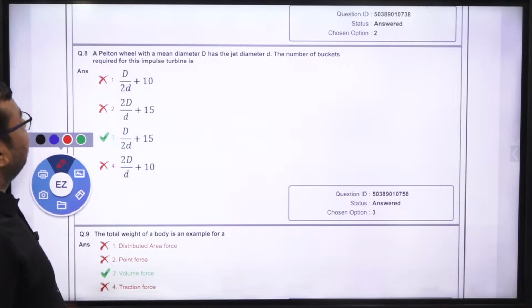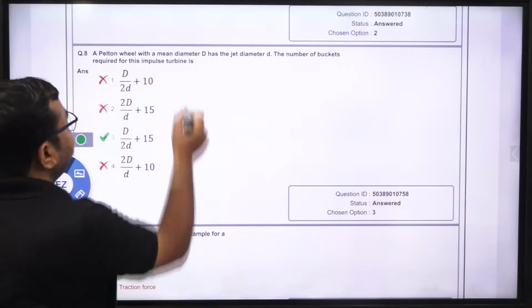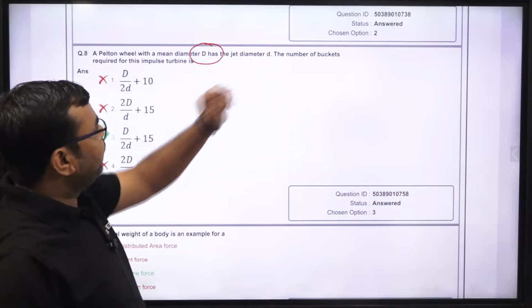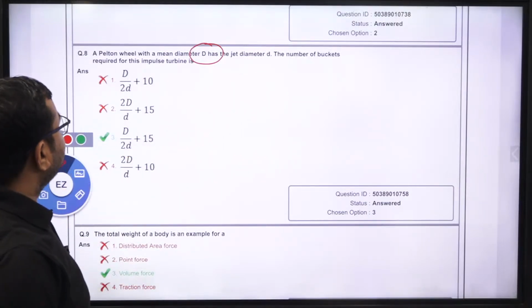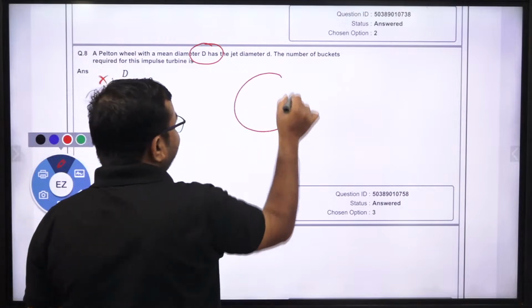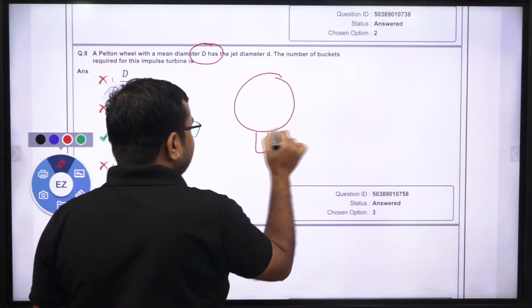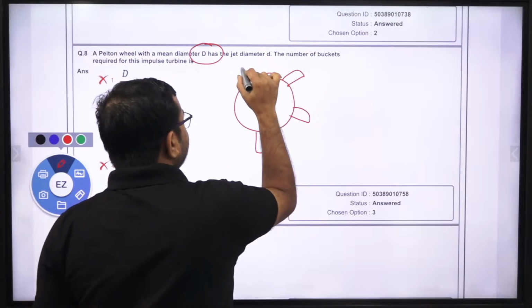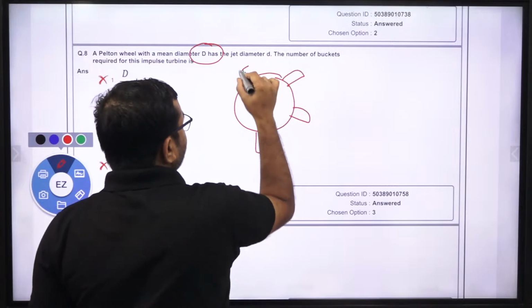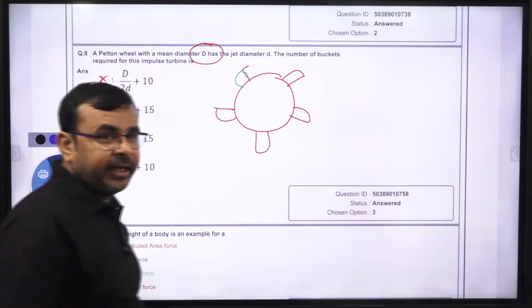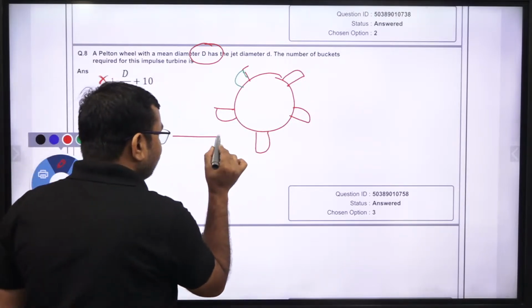Okay, so you can see a Pelton wheel with a mean diameter D, the diameter of the wheel, has the jet diameter d. The number of buckets required for this impulse turbine is? So obviously you know that an impulse turbine looks like this, yes or no? Over the periphery of this, we have buckets, and here we have a nozzle.